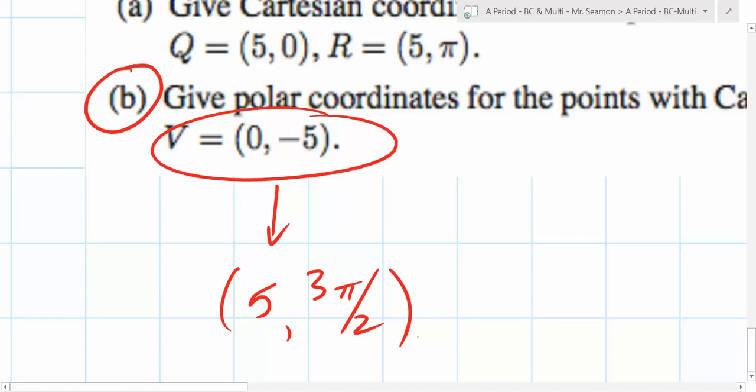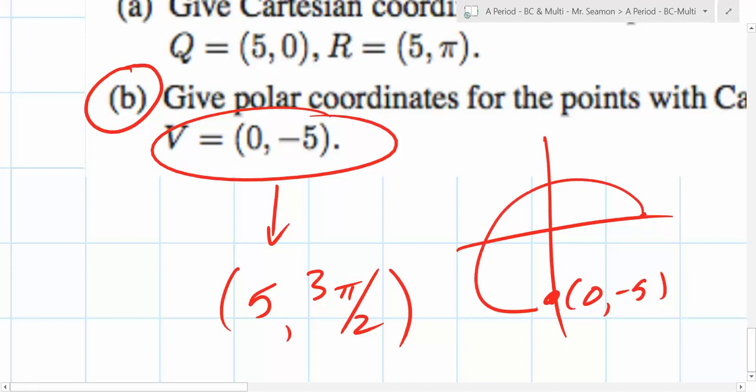Correct. There's a million different ways to describe every single point in polar, because you can go around a million, trillion times, or backwards or forwards. Generally speaking, though, when given the chance, just go counterclockwise once. So when you graph this, 0, -5 is right there. So it's 5 away, and it goes how far around? 3 pi over 2. 270 degrees.